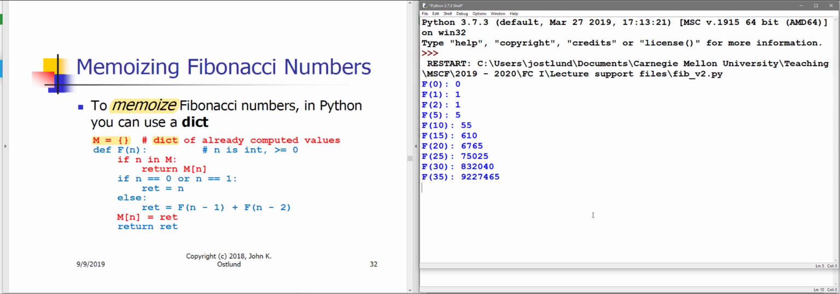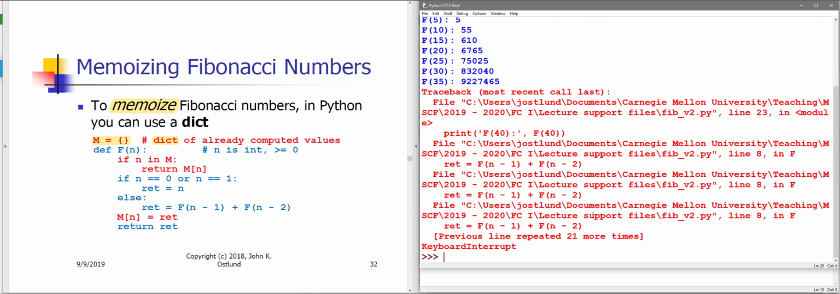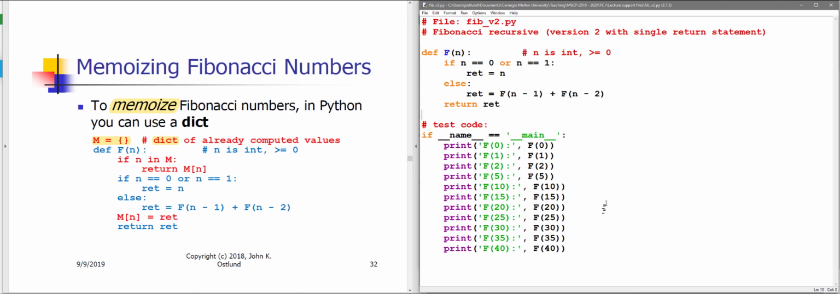And eventually, I'm going to get sick of waiting for this. I'm going to hit Control-C to kill the thing off. But let's take a look now at our version using memoizing, so that when we compute f of 0, we don't have to recompute it again. When we compute f of 1, we don't have to recompute it again, etc. Here is that version of the code.